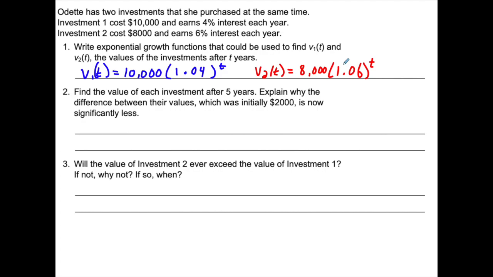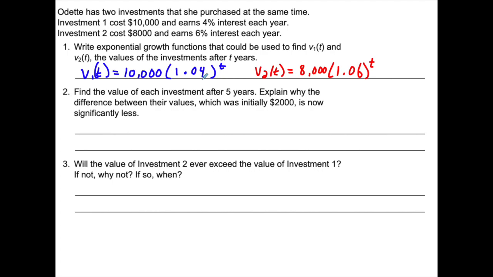Now, find the value of each investment after some years, and we need to explain why there's a significant drop in the difference between their values. So in other words, when we started, there was a $2,000 gap in how much each one of them was worth. Now, the reality is the red function is growing faster than the blue function. So its value is going to be increasing more rapidly as the years go on, meaning that after a certain period of time, it actually should end up being worth more. We'll see if that actually happens.